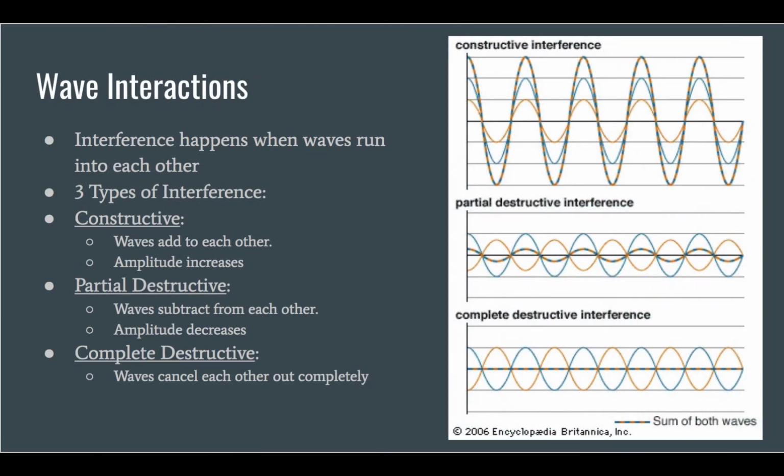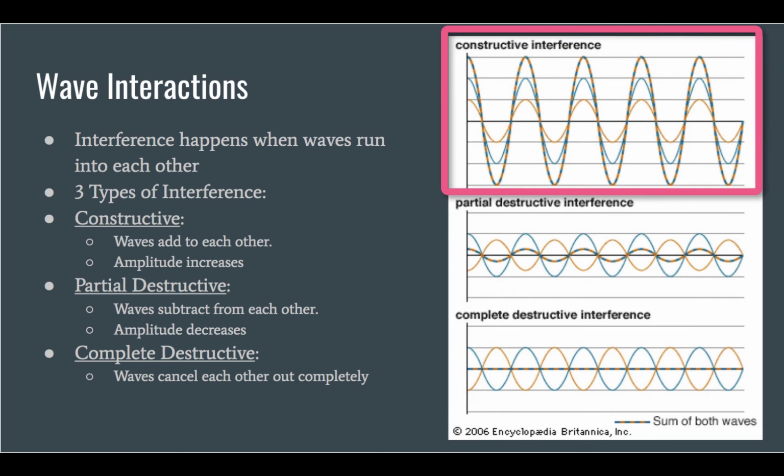There are three basic ways that two waves can interact with each other. And to help us picture this, we're going to think about transverse waves, more specifically mechanical waves, because they're a lot easier to see and think about. So we call it interference when two waves run into each other, and there's three types of interference. There's constructive, which is where the peaks of the waves line up and the height of the wave gets much bigger.